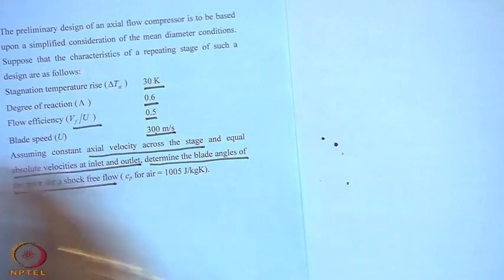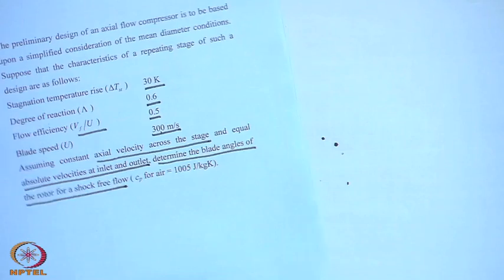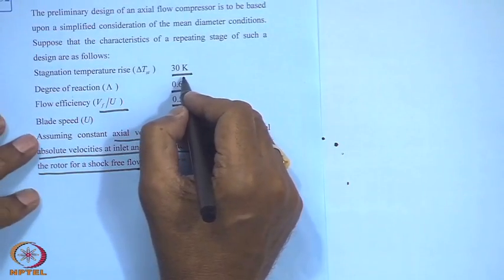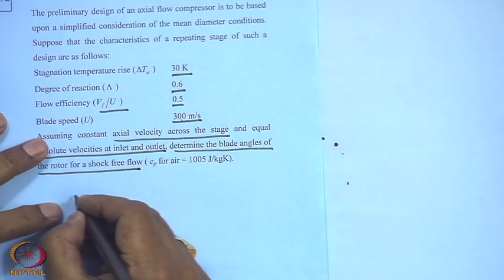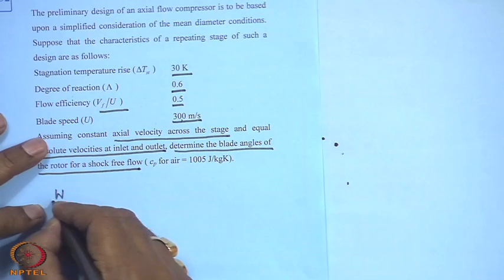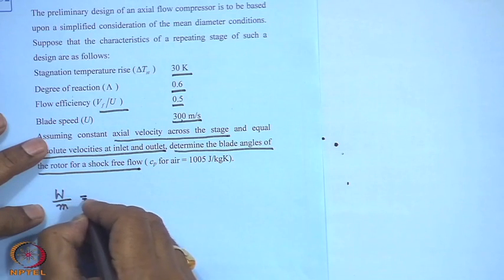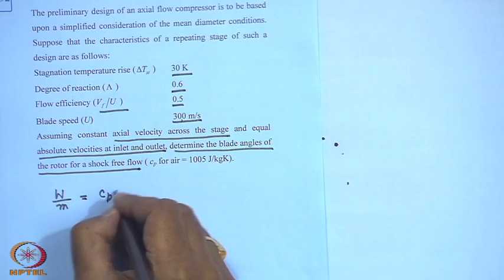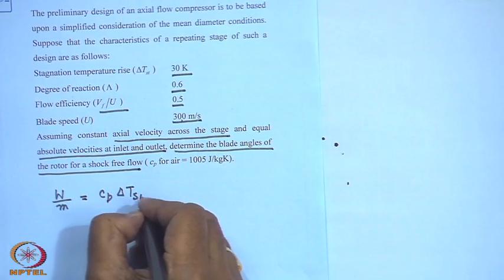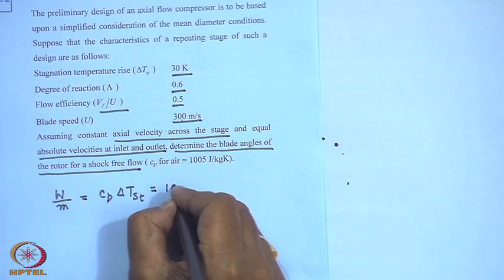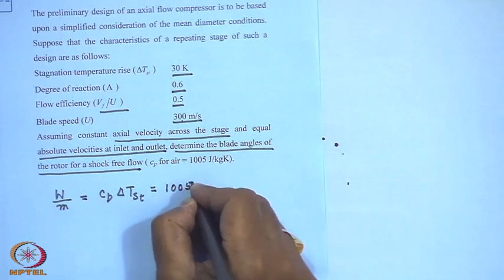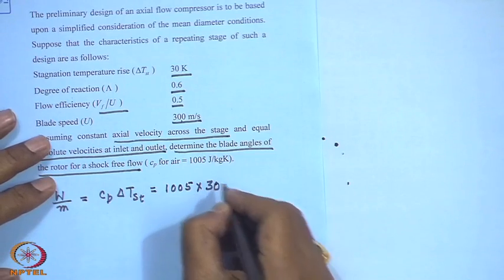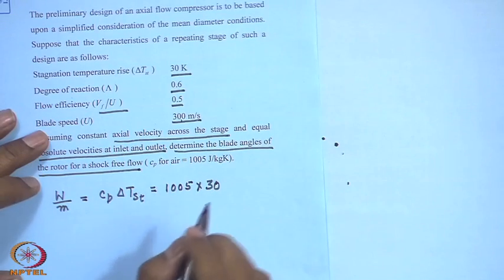Now, this problem if you work it out, you see that the degree of reaction is given. Now, first of all we know the stagnation temperature rise. So, first of all we find out the work per unit mass, which is known. That is what? That is Cp into delta Tst. And what is Cp? Cp is 1005 joule per kgK, and delta Tst is 30, and finally this becomes equal to your work per unit mass.